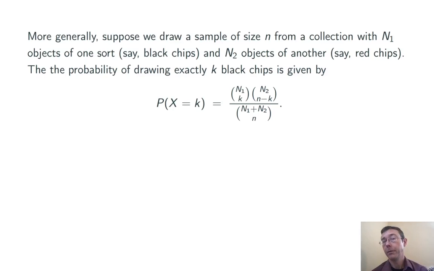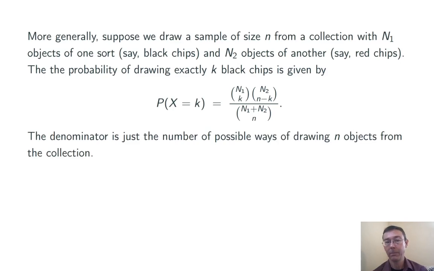Suppose we draw a sample of size n from a collection with n1 objects of one sort, say black chips, and n2 objects of another, say red chips. Then the probability of drawing exactly k black chips is given by n1 choose k times n2 choose n minus k, divided by n1 plus n2 choose n. Let's unpack this a tiny bit.